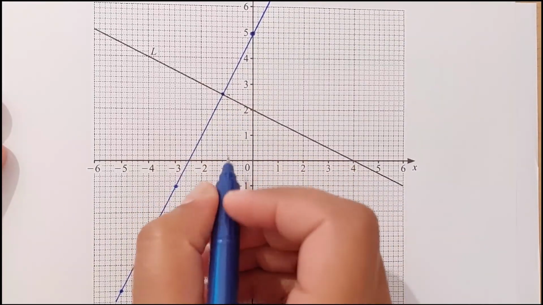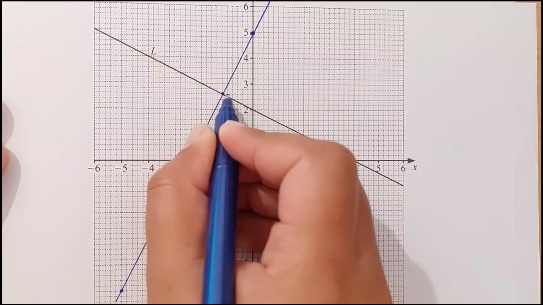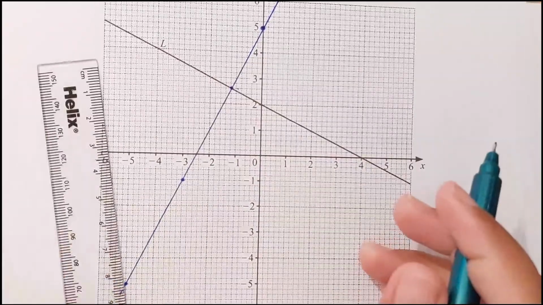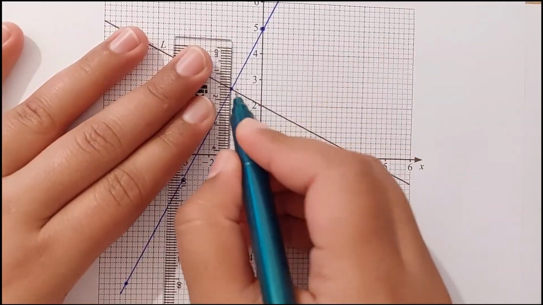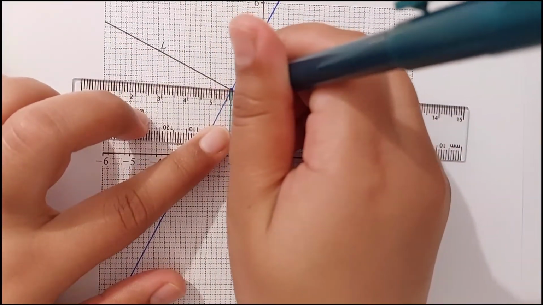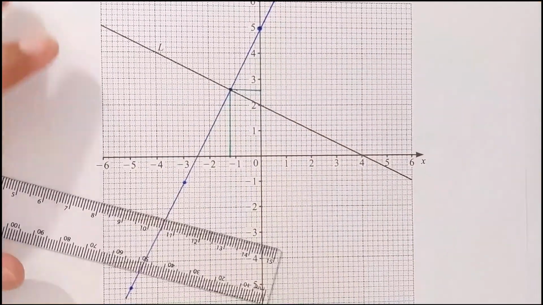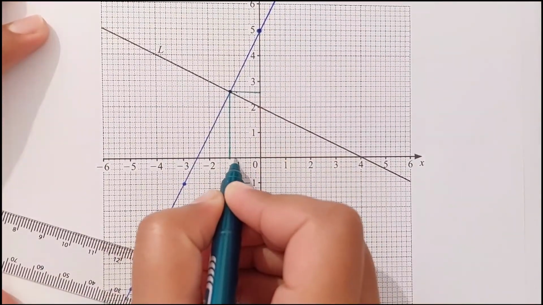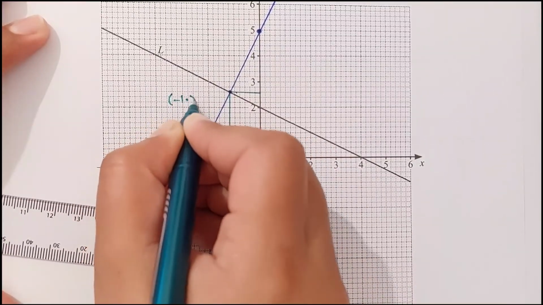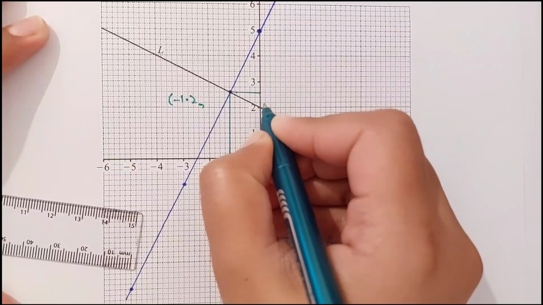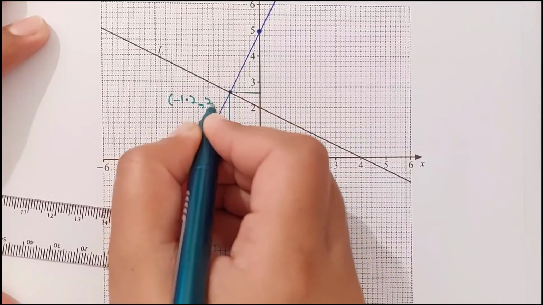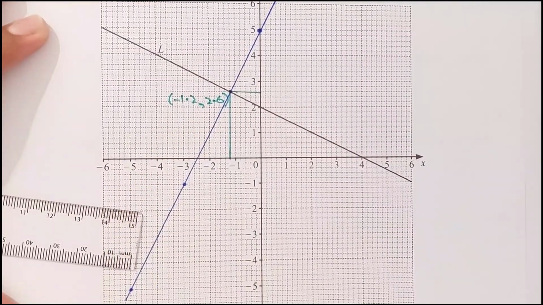So as you can see, what is the x coordinate? So this point is 1, right? This straight line. Let me show you. This is the x coordinate of the point of intersection, and this is the y coordinate, right? So what is the x coordinate? That is minus 1, this is minus 1.2, right? Minus 1.2, and the y coordinate is 2.2, 2.4, 2.6, right? So minus 1.2 and 2.6.